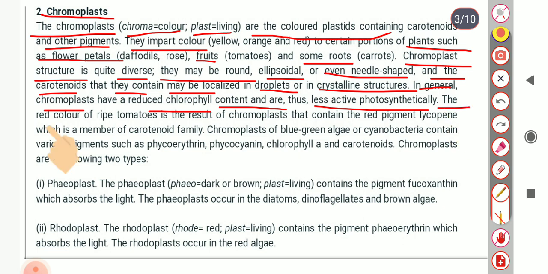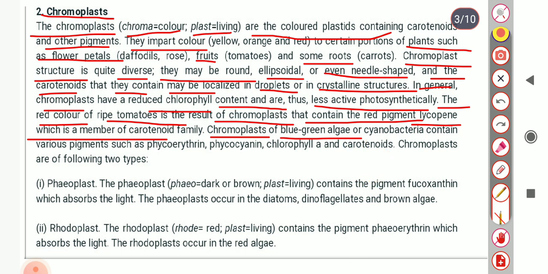The red color of ripe tomato is the result of chromoplast. You can see the color of tomato is red due to the chromoplast pigment. The red pigment is lycopene, which is a member of the carotenoid family. Chromoplasts of blue-green algae or cyanobacteria contain various pigments such as phycoerythrin, phycocyanin, chlorophyll a, and carotenoids.